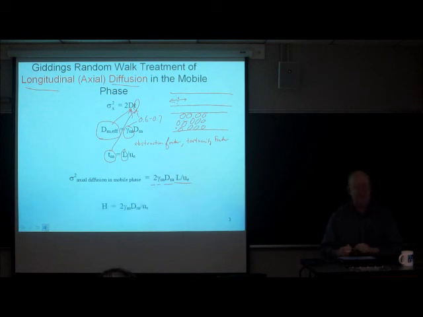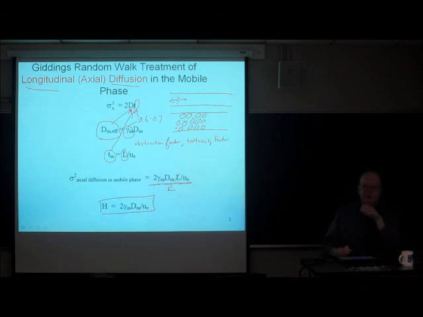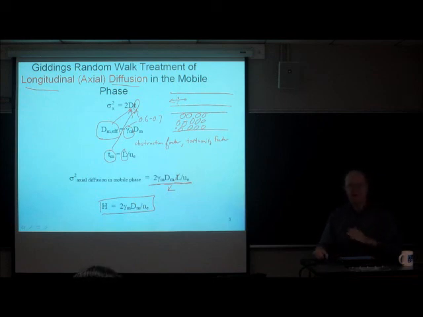Now we calculate the HETP by taking sigma squared and dividing it by L. So if we divide by L, that L goes away. And so this is the HETP from longitudinal, or also called axial, molecular diffusion in the mobile phase.